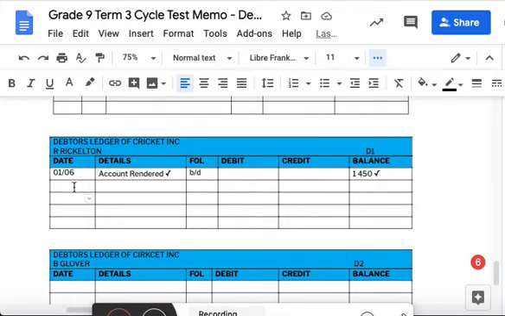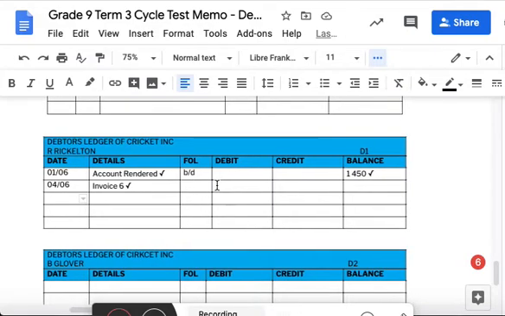Now he's buying from us. On the 4th, they tell us it's invoice number 6. Do we debit or credit his account? We debit, and what's the amount? 6,500, and what is his new balance?